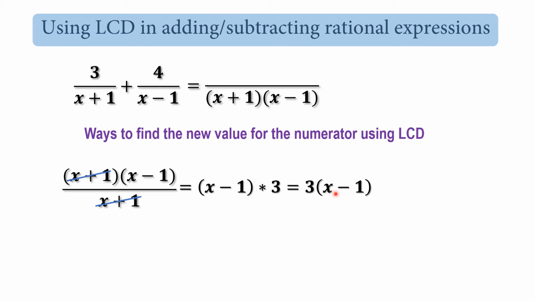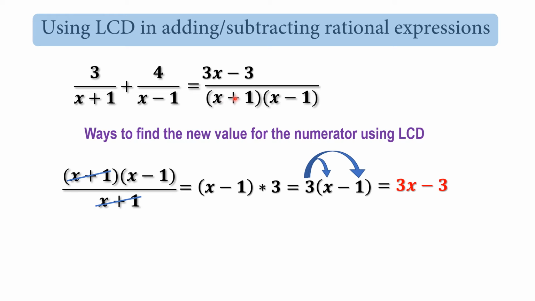3 quantity x minus 1. So we are not yet done here. All we need to do is to distribute 3 on each term inside the parenthesis. So that is 3 times x and 3 times negative 1. And it will give us the result, which is 3x minus 3. And then we write this on the numerator above.